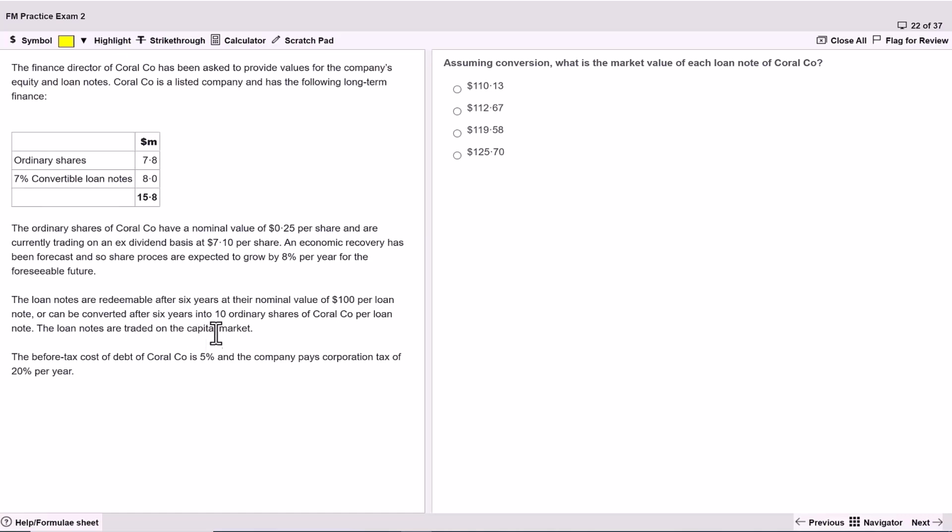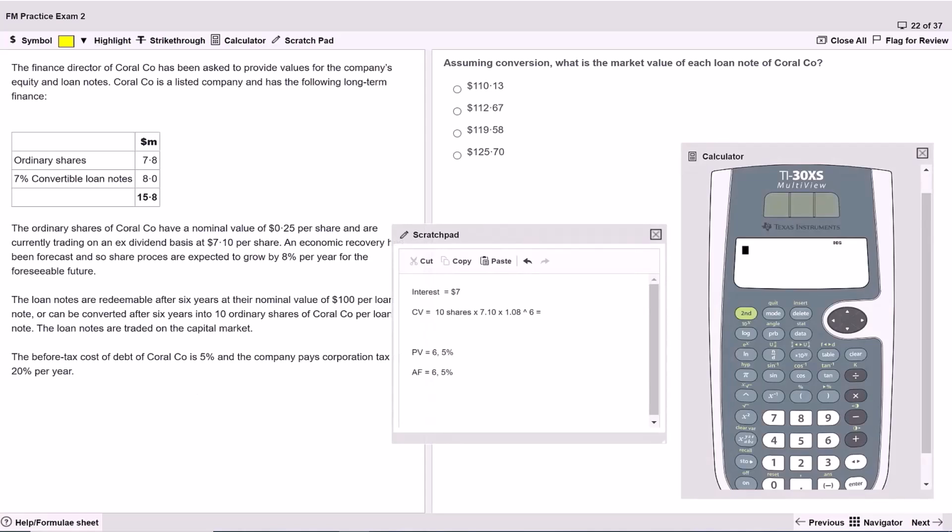And it can be converted into 10 ordinary shares. And we need to see that it's going to grow by 8%. So all the figures were in different areas, which is why it was difficult. And then we have this before tax cost of debt to discount at. So I've summarised all that in my scratch pad. I'm now ready to calculate my conversion value, which is 10 shares times by 7.1 times by 1.08, which is the growth rate, to the 6 years.